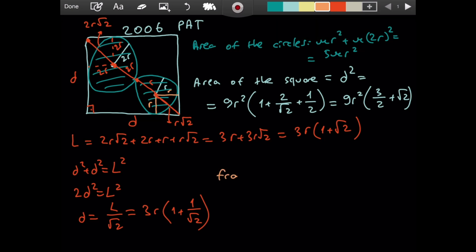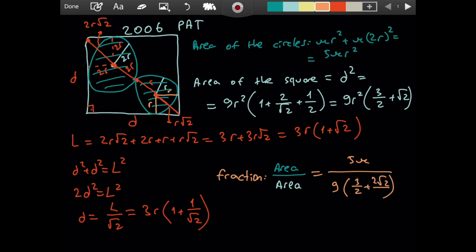The fraction will be basically the area in, well, which color is this? I don't know. The color that is closer to blue, let's say, divided by the color that is closer to white. So we divide the area of the circles by the area of the square, and so the result comes out to be, the r squares will cancel, we will have 5 pi divided by 9 times (3 over 2 plus square root of 2).